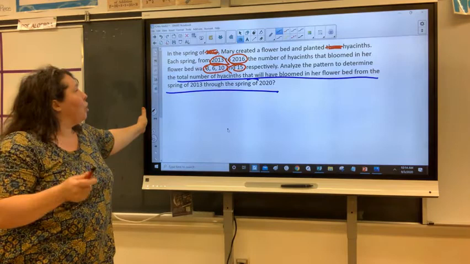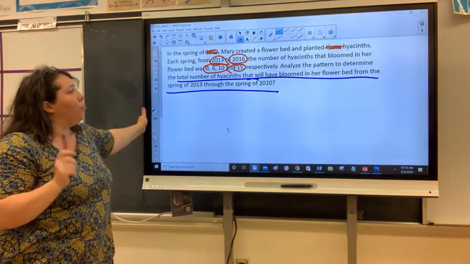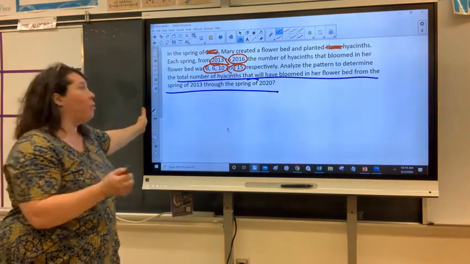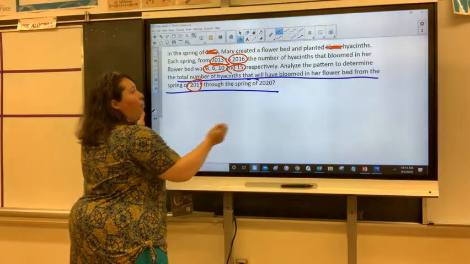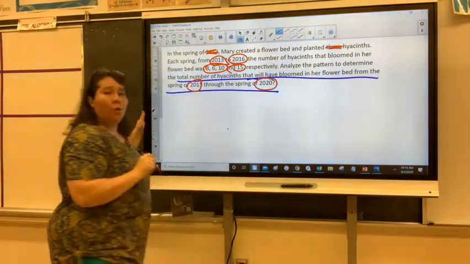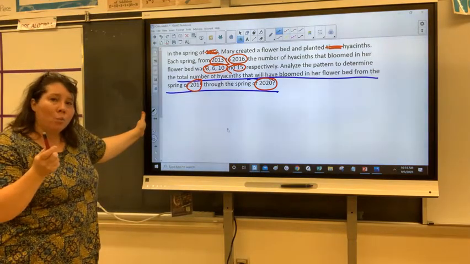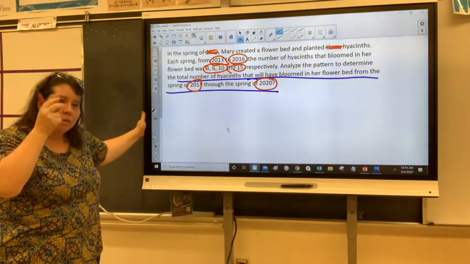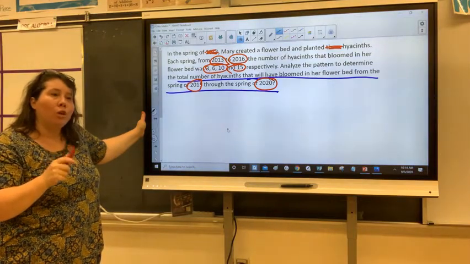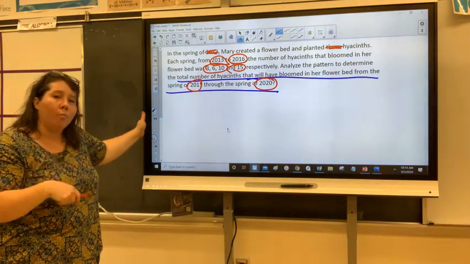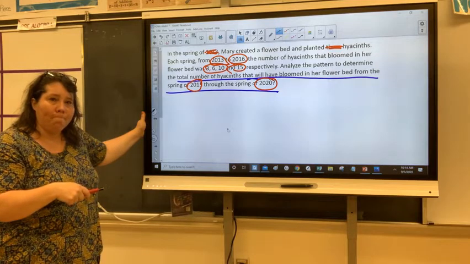Analyze the pattern to determine the total number of hyacinths that will have bloomed in our flower bed from the spring of 2013 through the spring of 2020. So those are the numbers that I need again, okay? So notice I've read this word problem twice. When you're doing these POWs, you're going to have to read the word problem a number of times, okay?